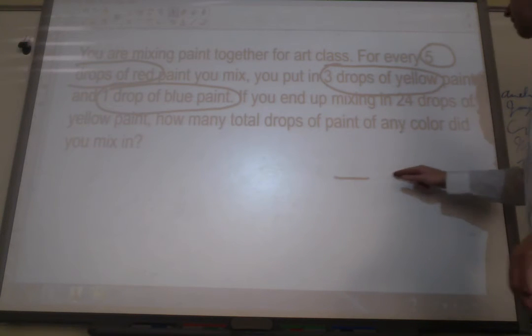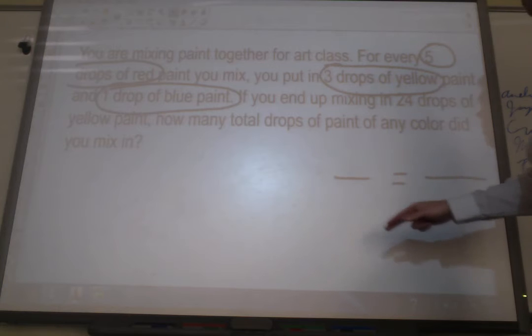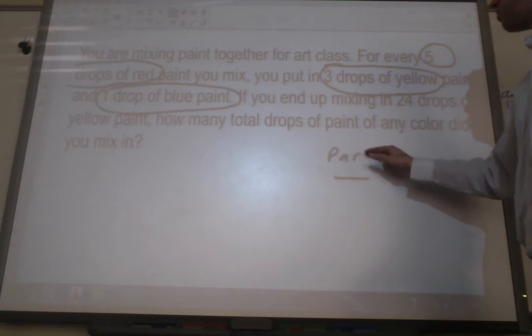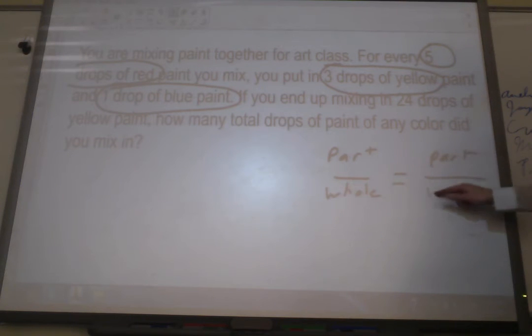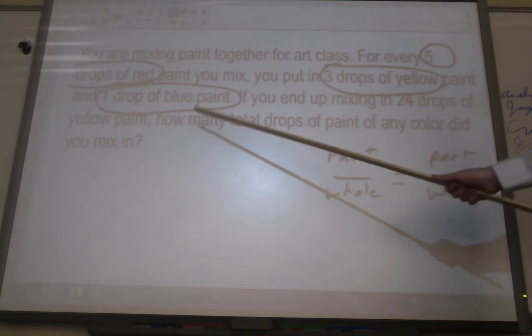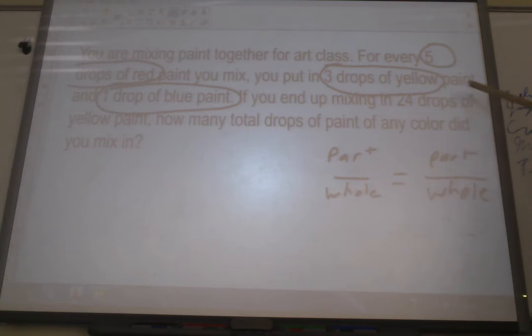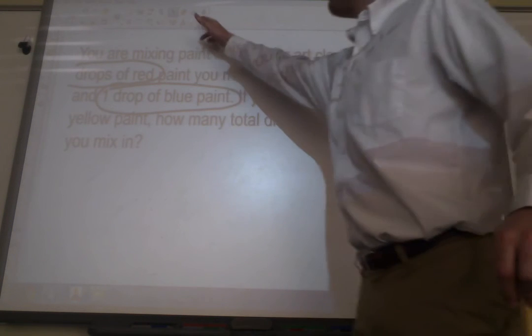Well, obviously we're going to need a proportion, and we already know that we're going to need part to whole, part to whole. So now we just got to figure out what information we know that's relevant. First of all, what is it asking us? It's asking us how many total drops of paint of any color did you mix in? Total drops of any color, all colors combined. Is that going to be a part or a whole? Well, if it's all colors combined, that's going to be a whole. That's like a total.